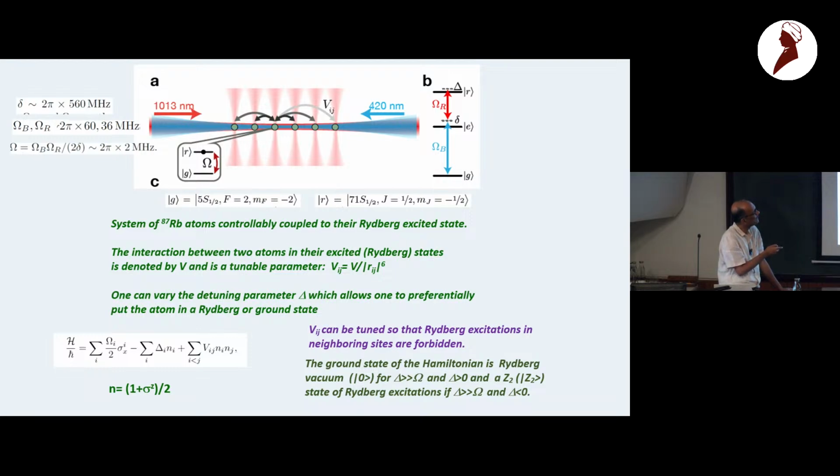So you put in a small detuning, which is the difference of the laser frequency with the difference of the energy of the ground and the Rydberg state. Okay, so that's typically called delta. That's called the detuning, and this detuning can be tuned to be either positive or negative depending on what you want to do.